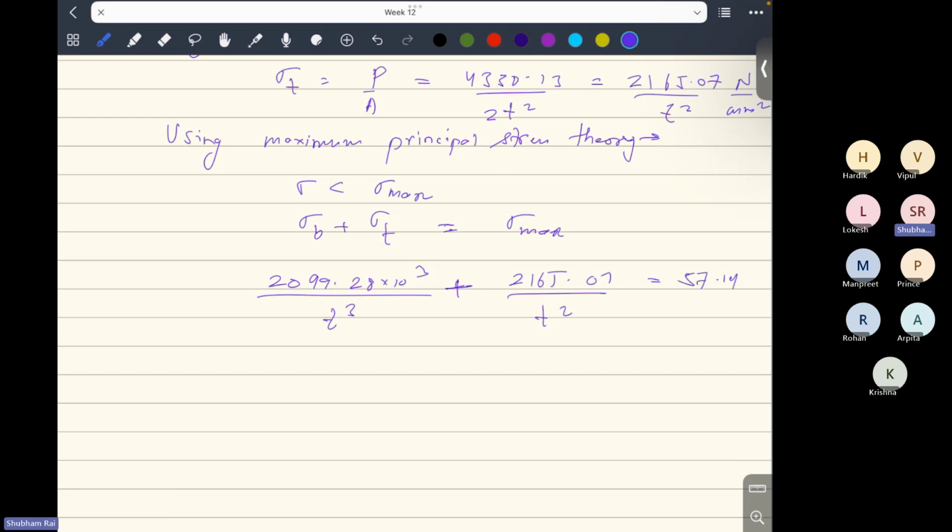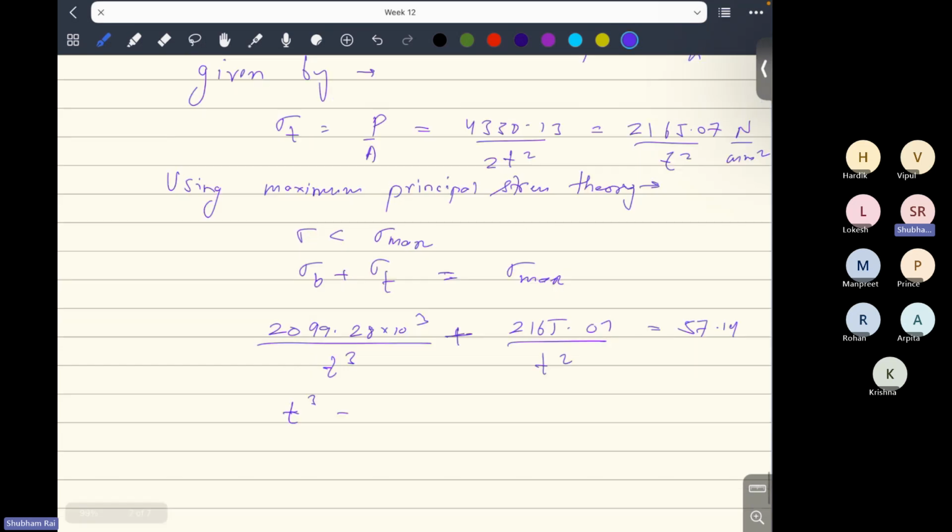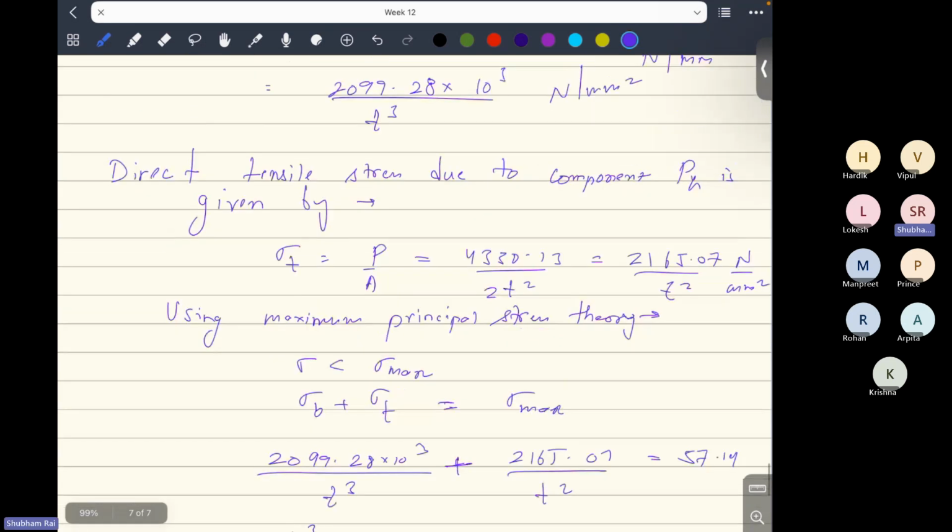So that will be a cubic equation, so we'll have to solve using calculator. So finally we'll get this. Is it t square or t? It is t square.